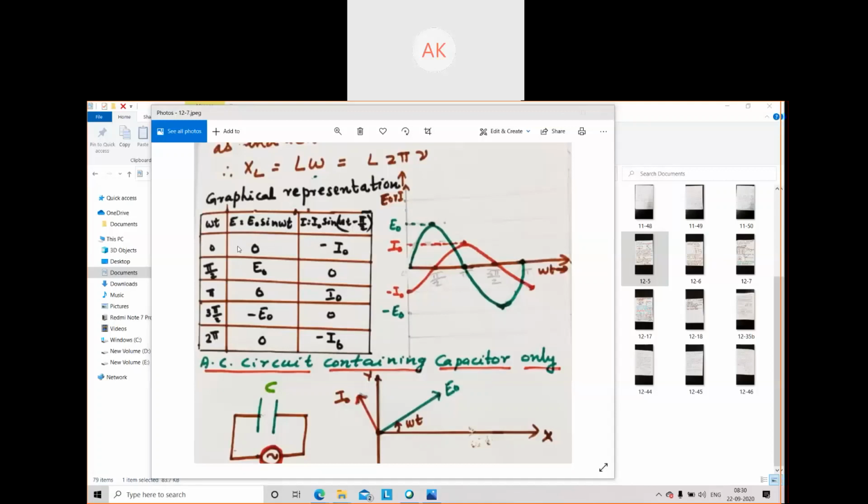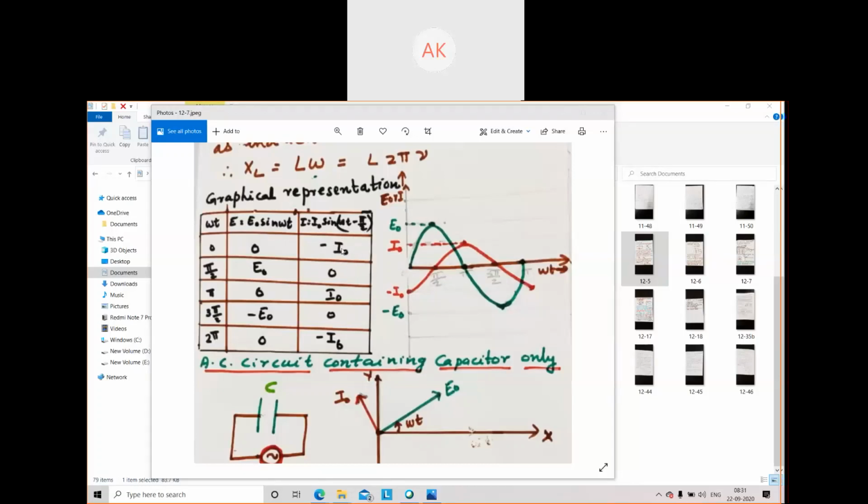First give omega t equal to 0, that means the initial position. What is the current at the initial point, the origin? Putting omega t equal to 0, we get sin of minus pi by 2. Sin pi by 2 is 1, with the minus sign the answer becomes minus I0. So minus I0 is marked here, the negative maximum. First you find all the values.